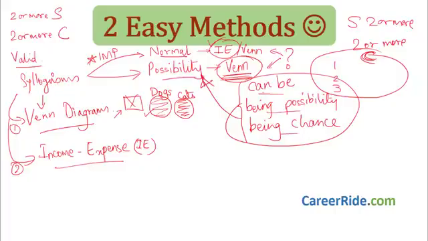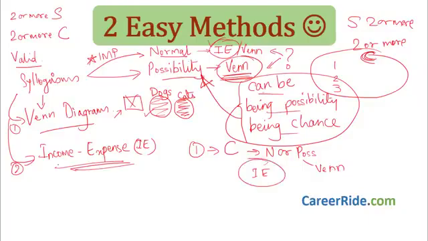Use income expense method. So what is the first step while solving syllogism sums? Take a look at the conclusion and see whether it is a normal or a possibility sum. After that, decide the method based on this. For normal you have income expenditure, for possibility you have Venn diagram, and solve the sum and get the answer. Now let us move on to understanding what exactly is the income expenditure method.